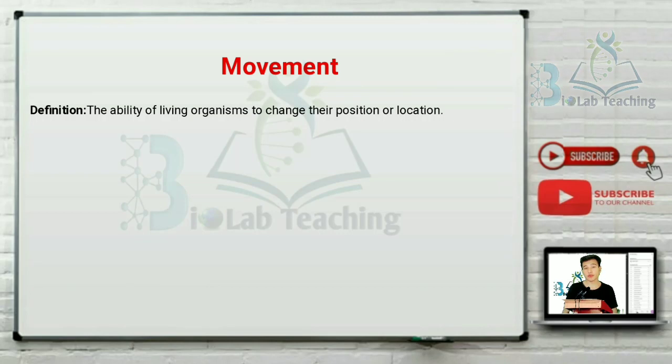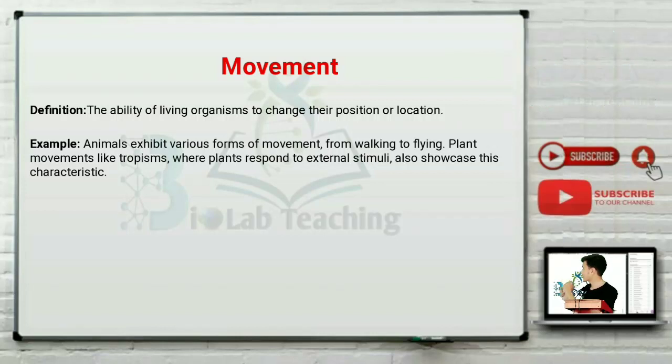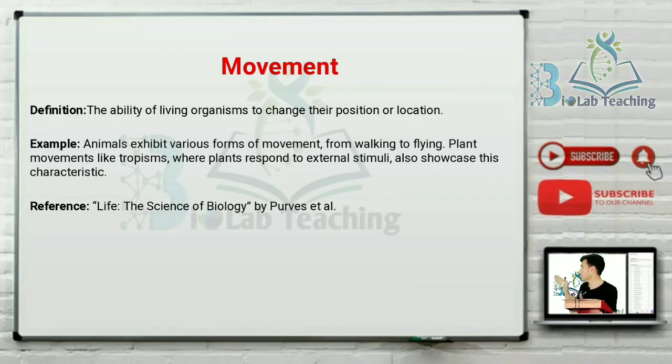Let's go to the examples. Animals exhibit various forms of movement, from walking to flying. Plant movements like tropisms, where plants respond to external stimuli, also showcase this characteristic. Think about sunflowers, which change their position with respect to the sun. And as with animals, you know a lot of animals have locomotion, meaning they change their positions. So this is the response for that movement.